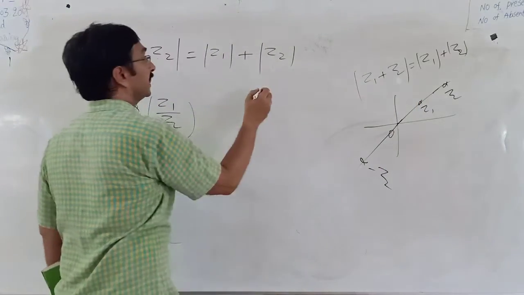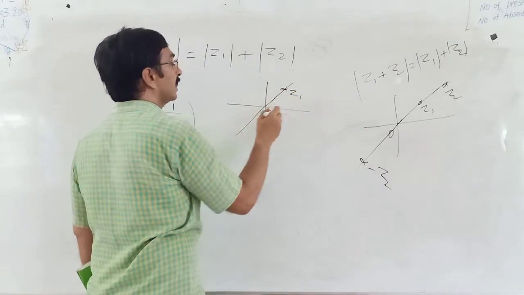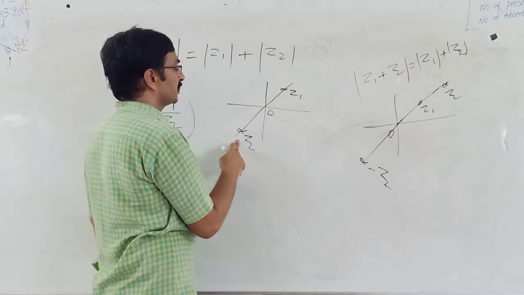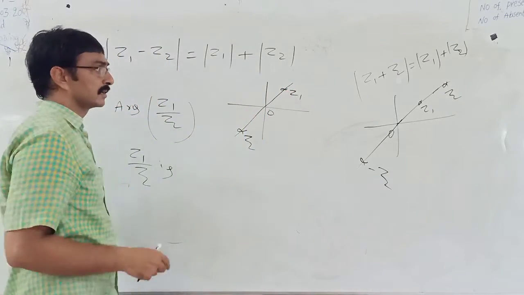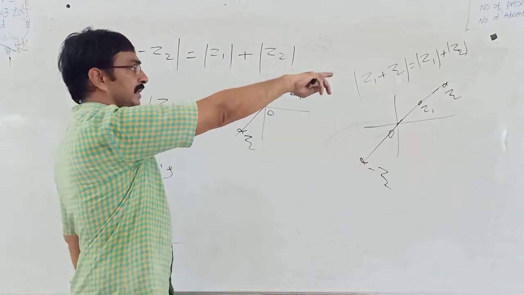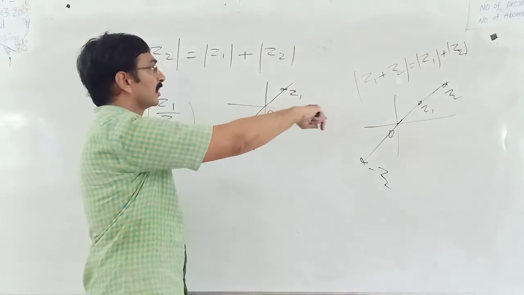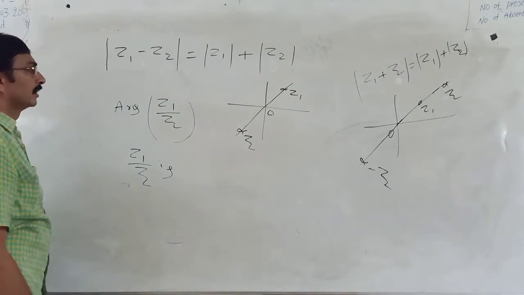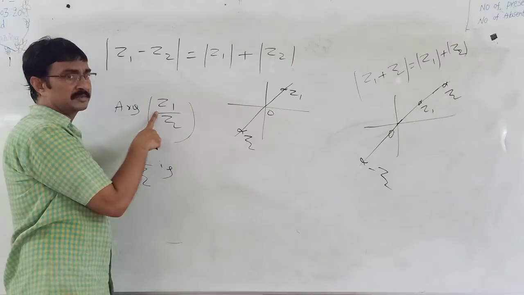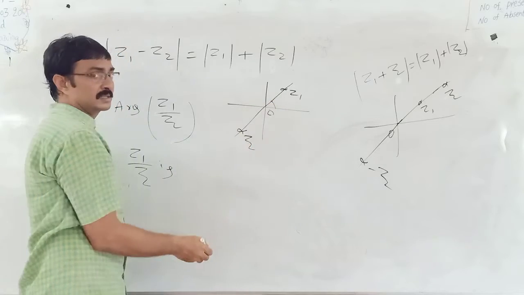Therefore, the figure related to this one is: origin, Z1, Z2 are collinear, but Z1, Z2 lie on opposite sides of origin. That is the difference between that result and this one. Both are same, just replace Z2 with minus Z2. So figure related to that one, figure related to this one. Now required: argument of Z1 by Z2 equal to argument of Z1 minus argument of Z2. Argument of Z1 is this angle.